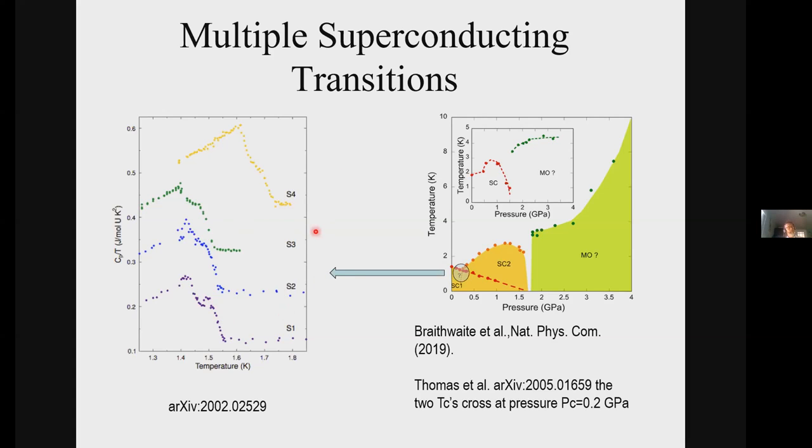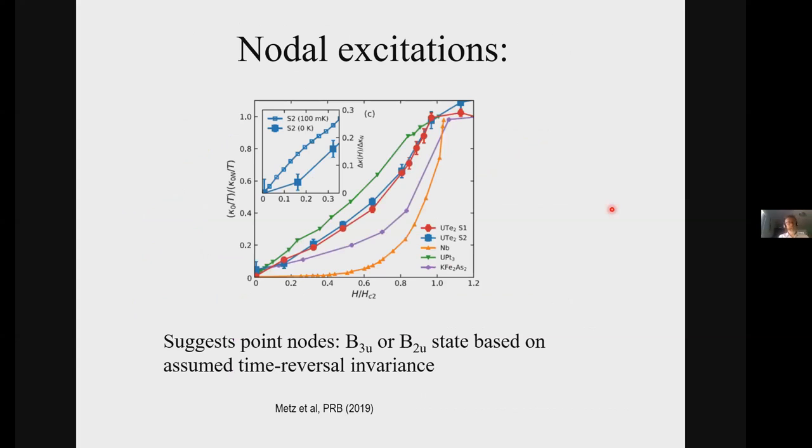This has subsequently been also revisited by the Los Alamos group by Sean Thomas and co-workers. And they also look at the pressure dependence of these 2 transitions. And they have evidence that these 2 transitions cross here at this critical pressure at 0.2 GPa. And if I have time, I'll talk about some of the implications of that on some of the experimental results. Okay, so that's where the broken time reversal superconductivity comes from. We have 2 transitions. The second transition allows broken time reversal symmetry then. And I also mentioned I'm interested in the nodal excitations.